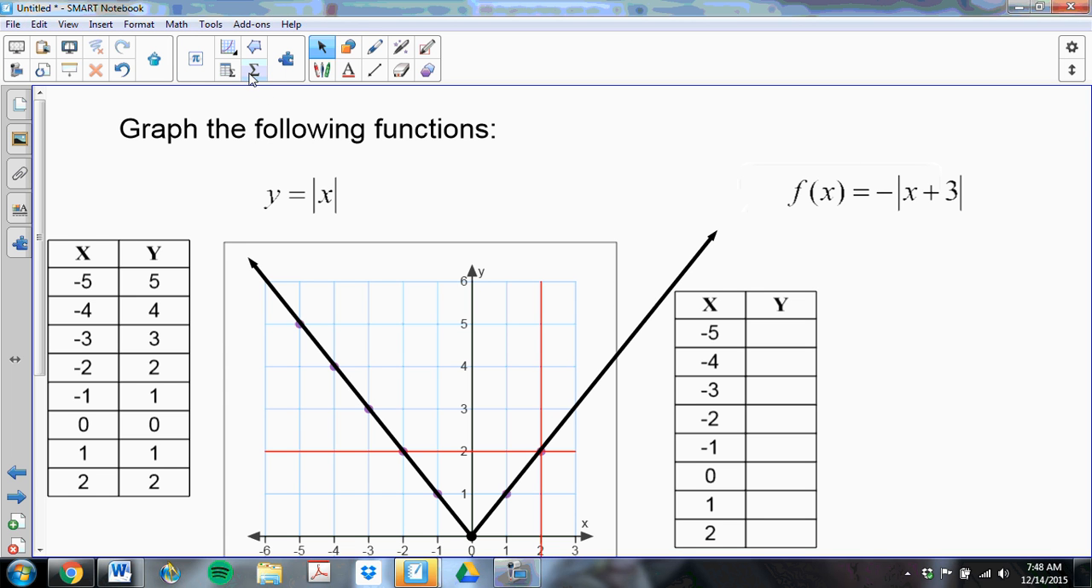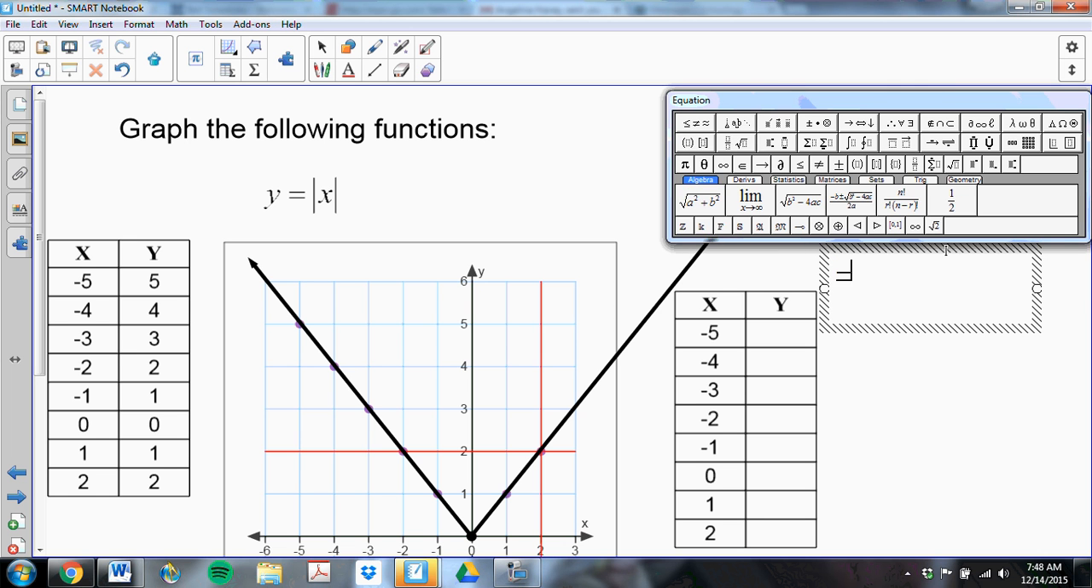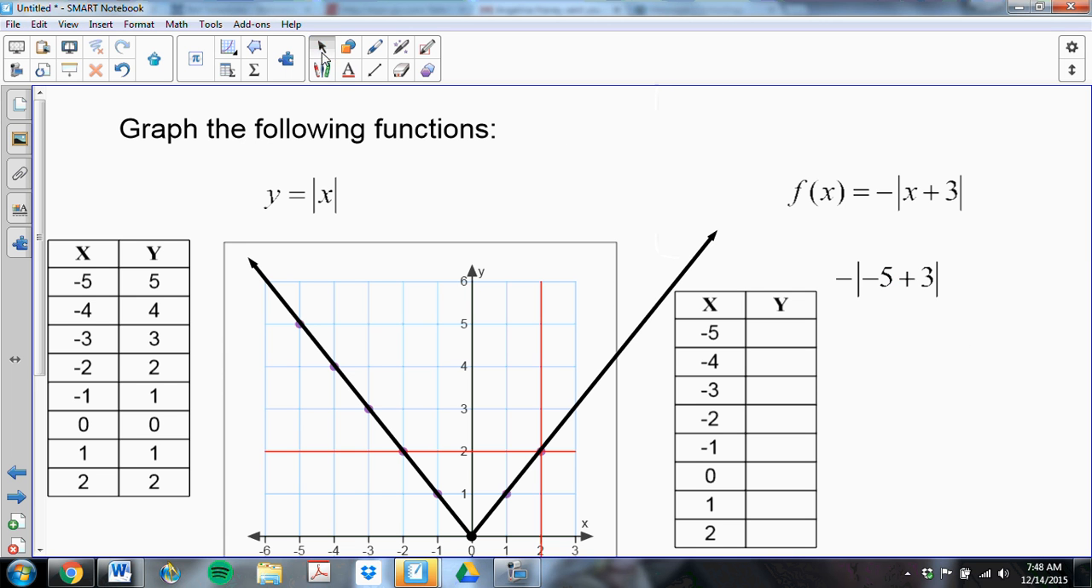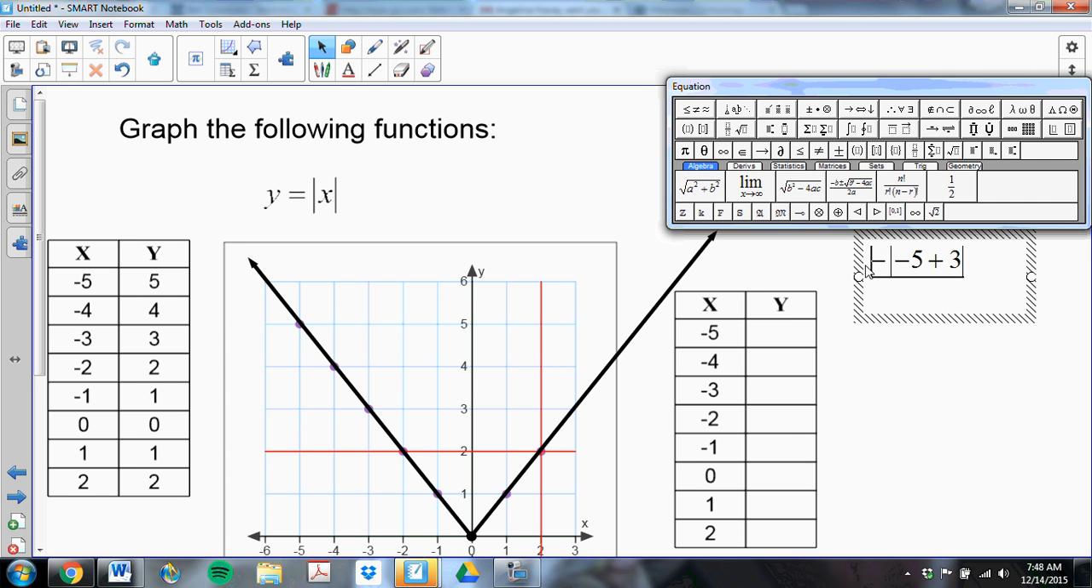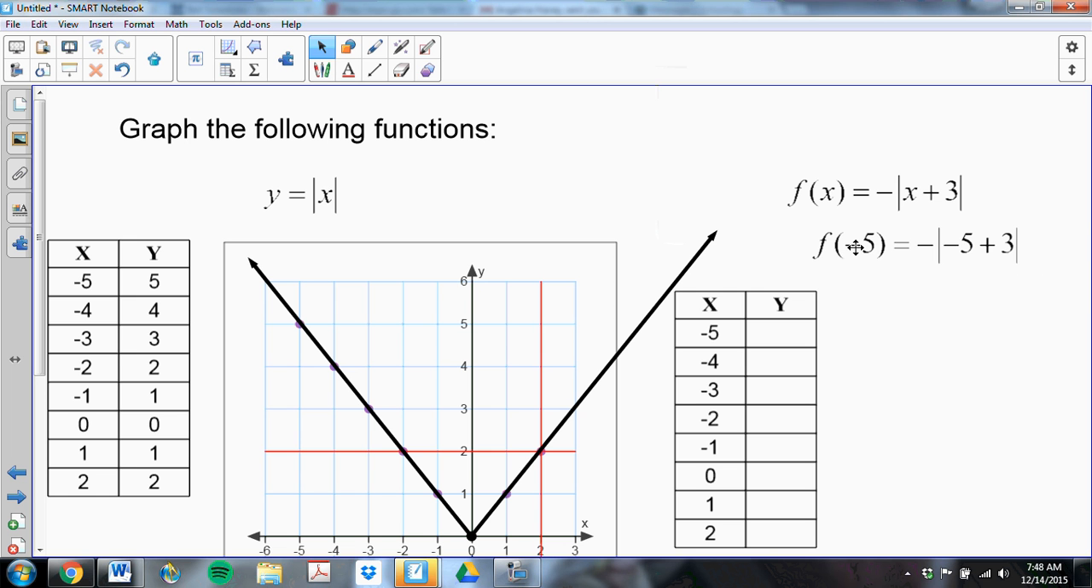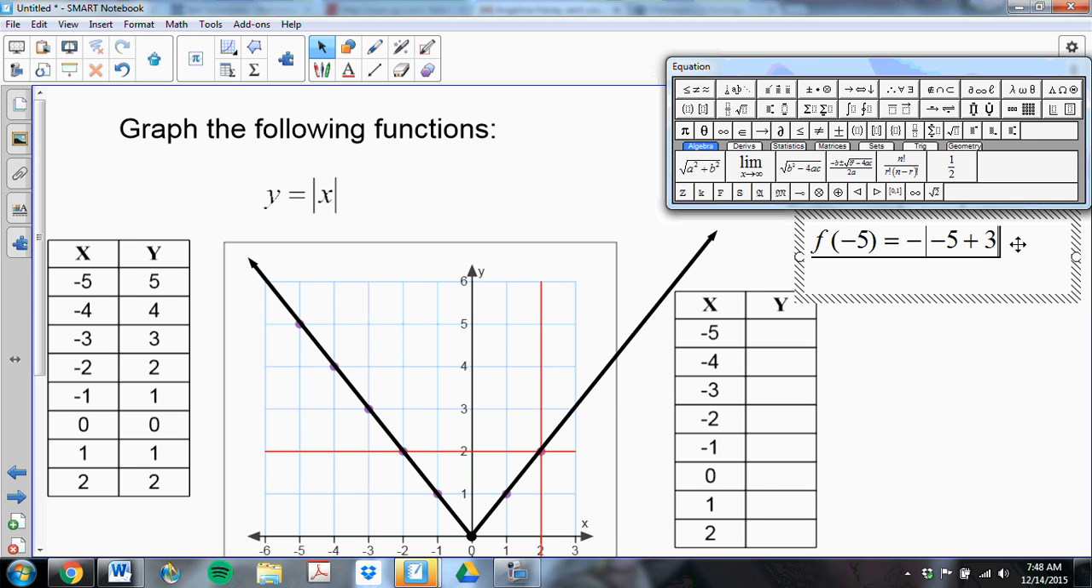So I'm plugging in the number -5 for x. We'll actually type this first one out. So it becomes negative absolute value of -5 plus 3. That's when I plugged in a -5 for x. So what I'm really doing here is f of -5. I plug -5 in for x and see what I get out for y. This looks pretty weird with all these negatives, but I do -5 plus 3, which is -2. So it's negative the absolute value of -2. Well, the absolute value of -2 is just 2.